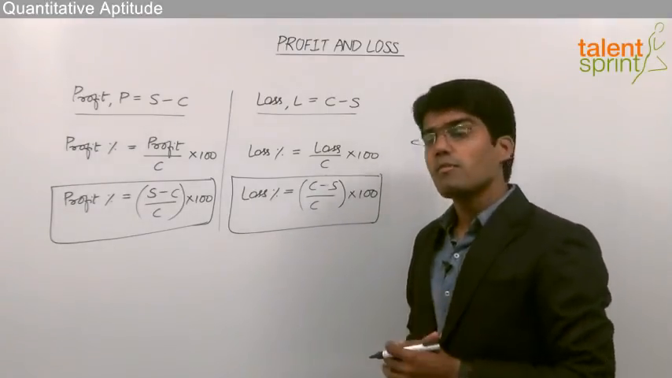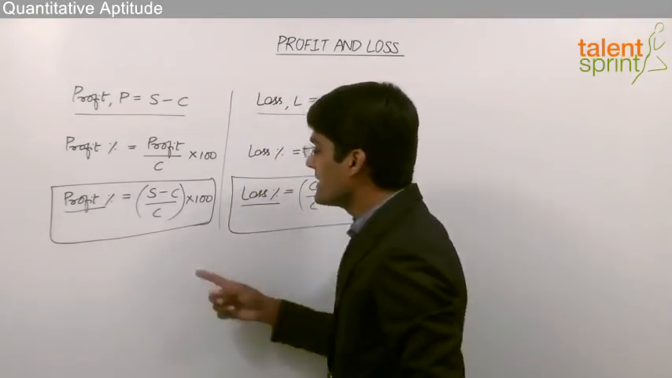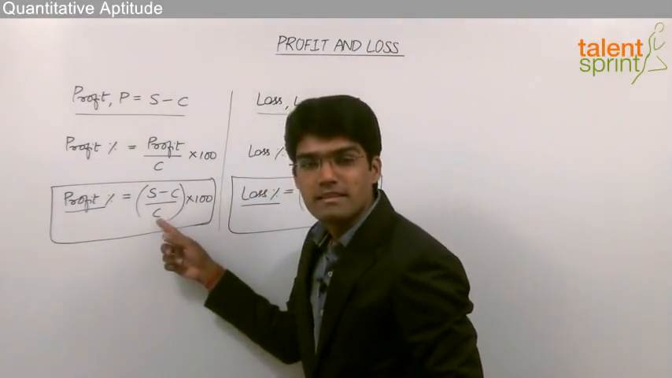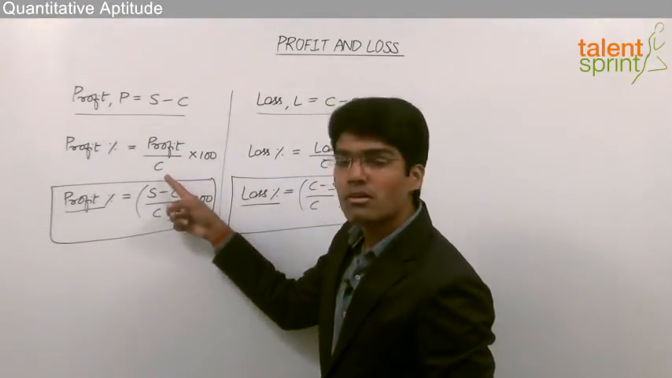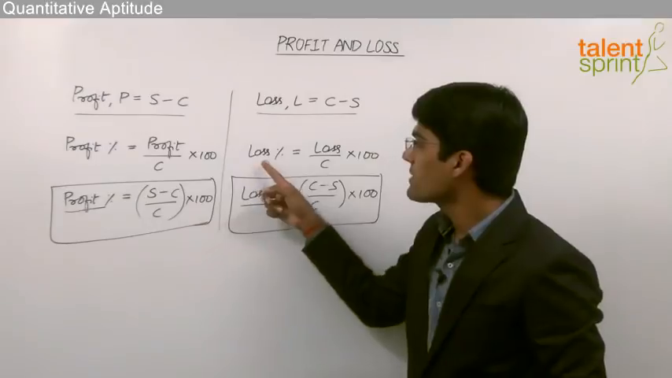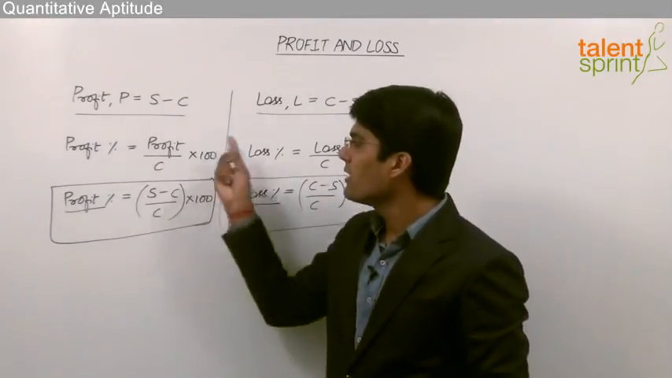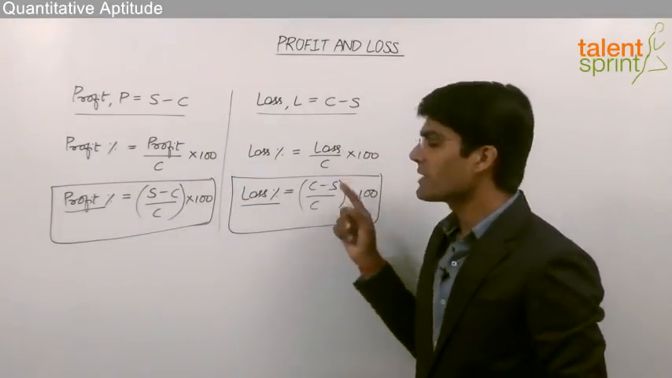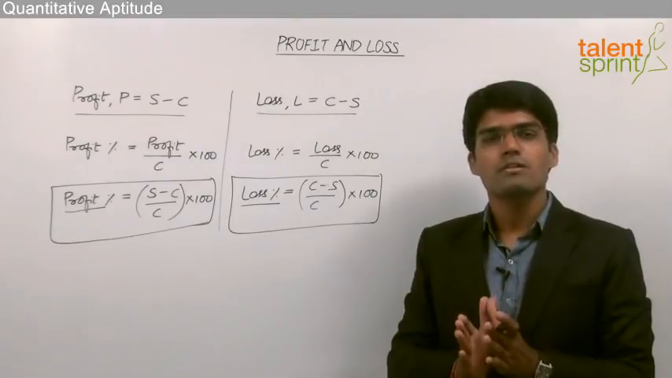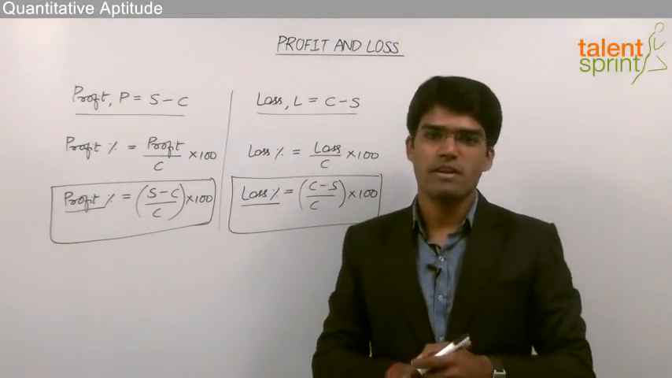Now the important point to be observed here is we are calculating both profit percentage and loss percentage on the base of cost price, with respect to cost price. If you look at this, profit percentage is profit upon cost price into 100 and loss percentage is loss upon cost price into 100. So very clearly, the profit and loss when calculated in terms of percentage is with respect to cost price. So remember that cost price should always be taken as the base value whenever we are solving questions from profit and loss.